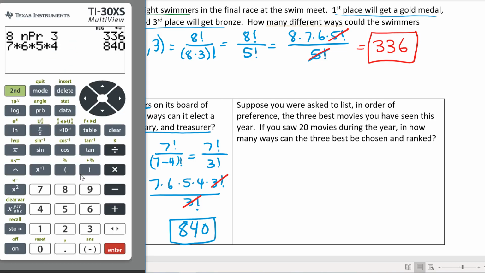The other way we can do that in our calculator is we type 7, if you have a probability key, and then 7 choose 4, and that's still 840. So either way you want to do it is fine, but having a probability button is going to be helpful in the next couple lessons. But you can always go back and use the formula.